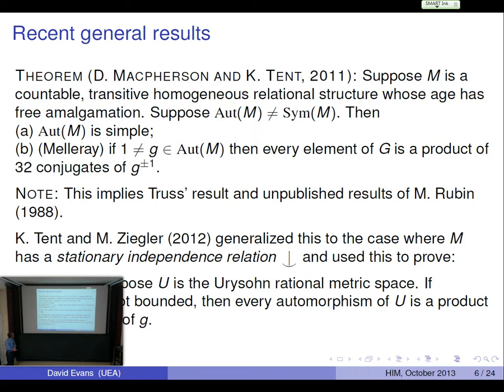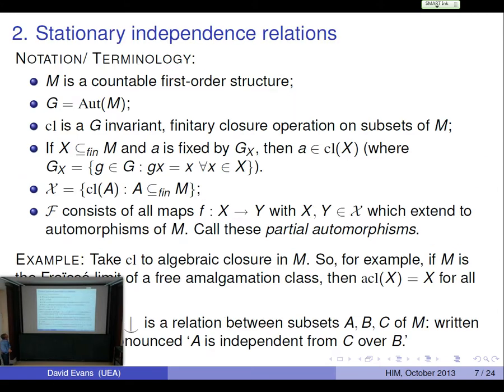If you take an automorphism of the Urysohn rational metric space which is not bounded, which means that for any n you can find a point which gets moved a distance bigger than n by this automorphism. Okay, so if G is not bounded, then every automorphism of U can be written as a product of 8 conjugates of G. So that's using this extension of the technology. So I'll tell you about stationary independence relations very shortly. Okay, like now, in fact.